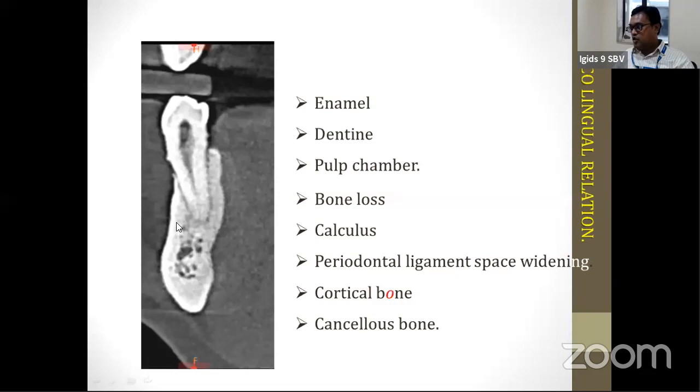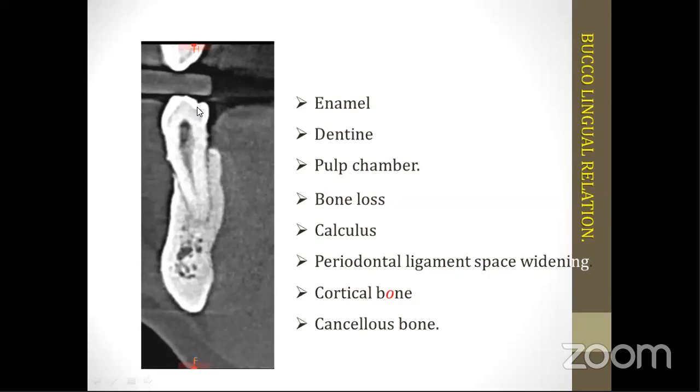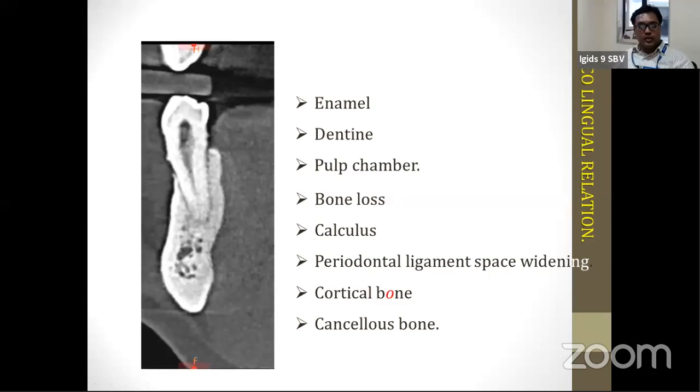I have given you a buccolingual relationship here, a cross section of the tooth. Now this is technically to show you a few structures and the ease with which you can interpret them. So this is your enamel. It's very clearly demarcated from the dentin below. And then this is your pulp chamber and your pulp canal, right? Then after that is your bone.